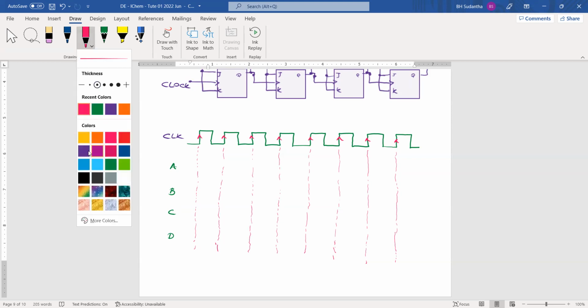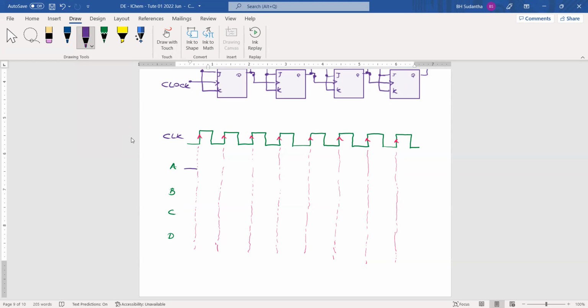And then we can draw A. Initially it will be 0. Then this will be triggered at the rising edge. It's coming like this. At this edge, it has to trigger again. Then A is going like this.